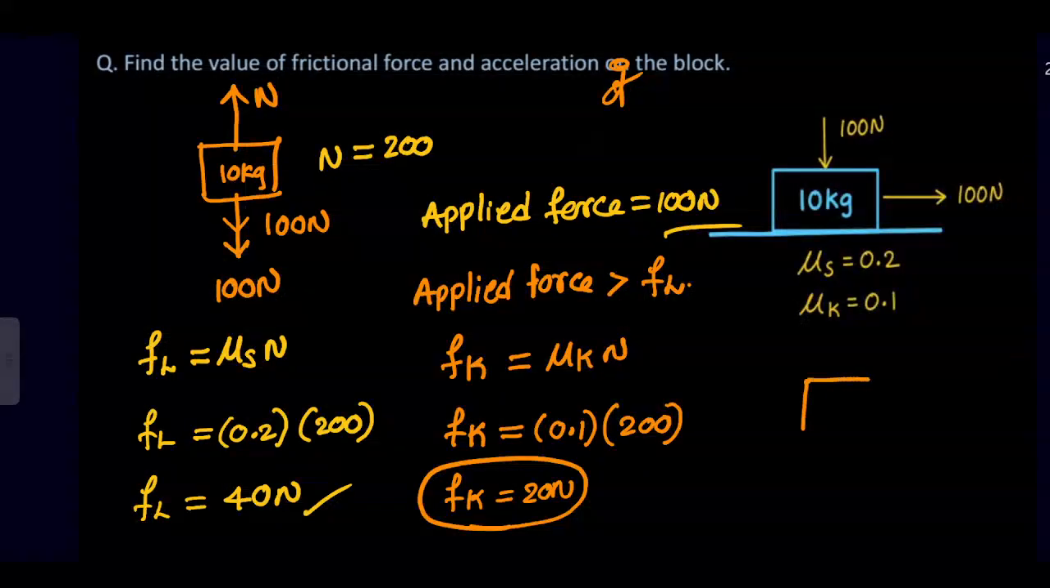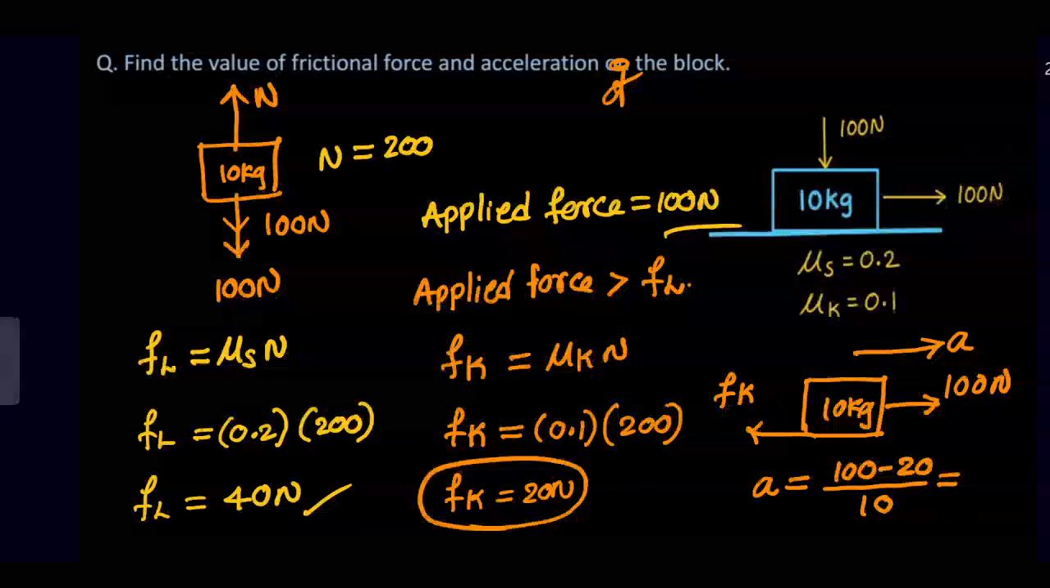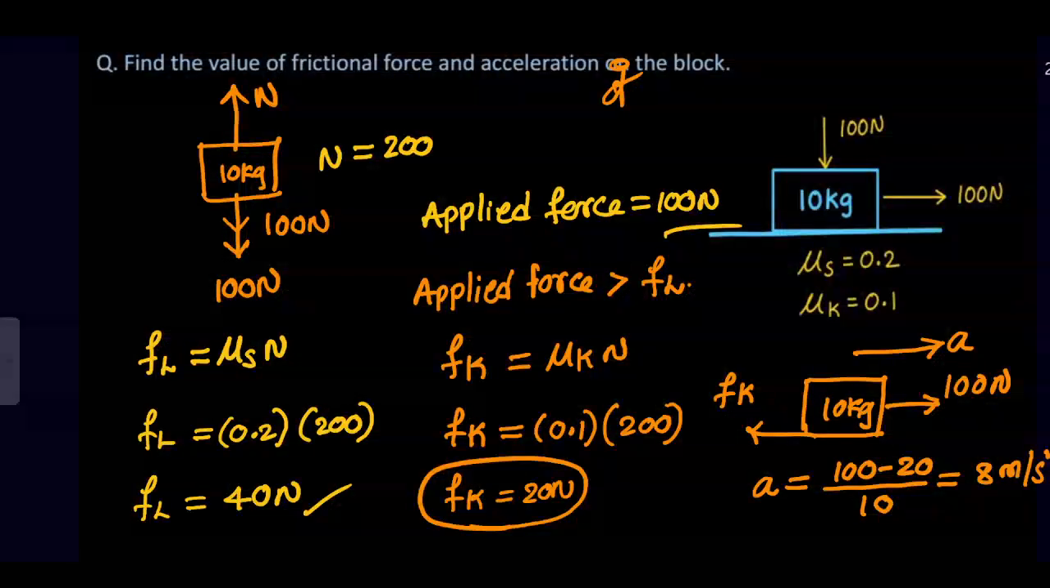Now we need to find the acceleration. So acceleration we should find. Now we applied 100 newtons of force as the applied force, and the opposing force is Fk. Now this body moves in this direction with some acceleration. So how much is the acceleration, you tell me. That is (100 minus 20) by 10. So how much is the value? Which is equal to 80, na? 8 meter per second square.